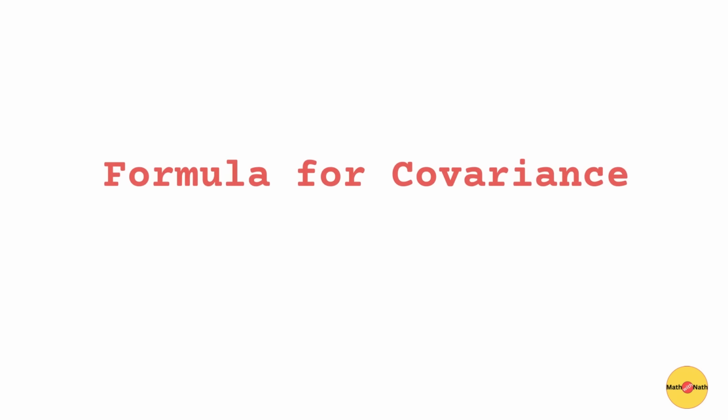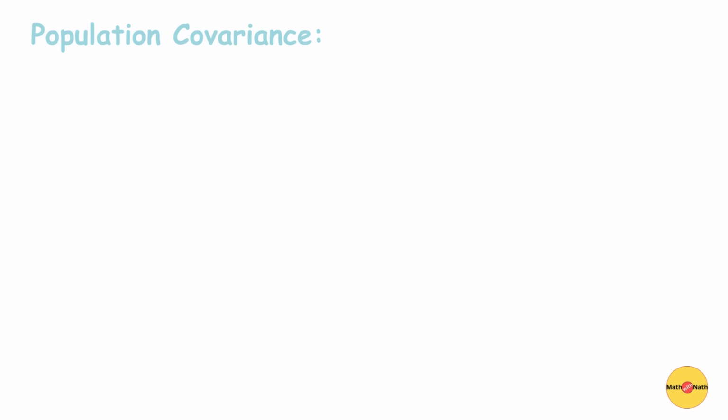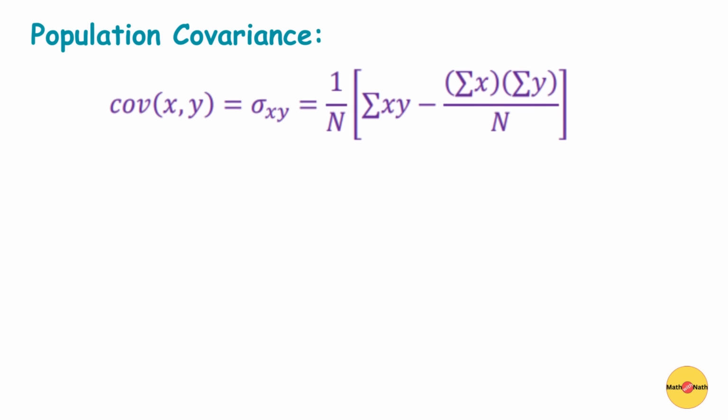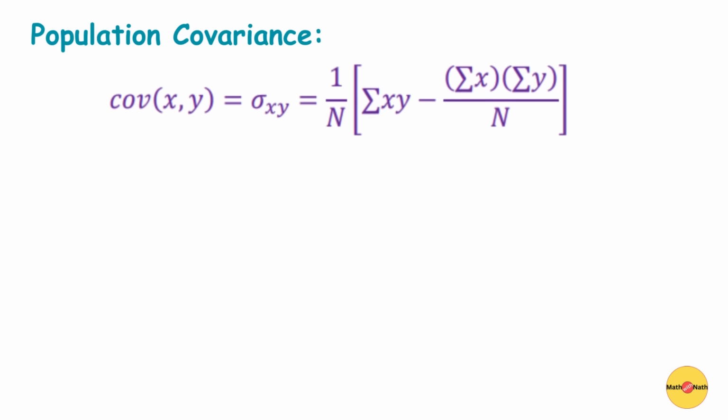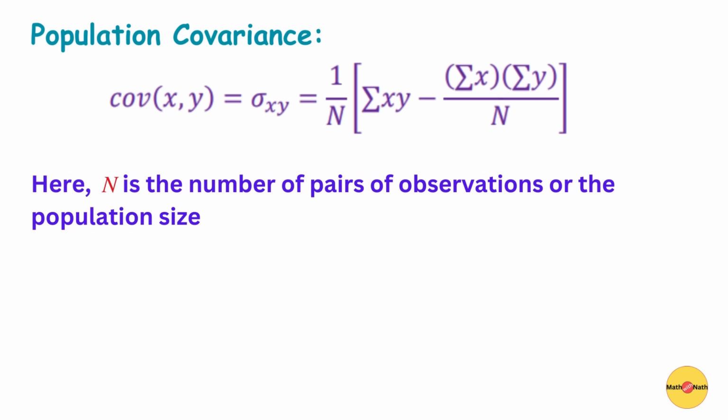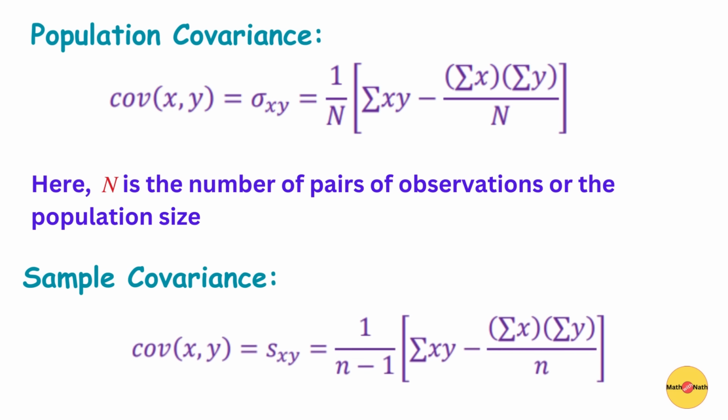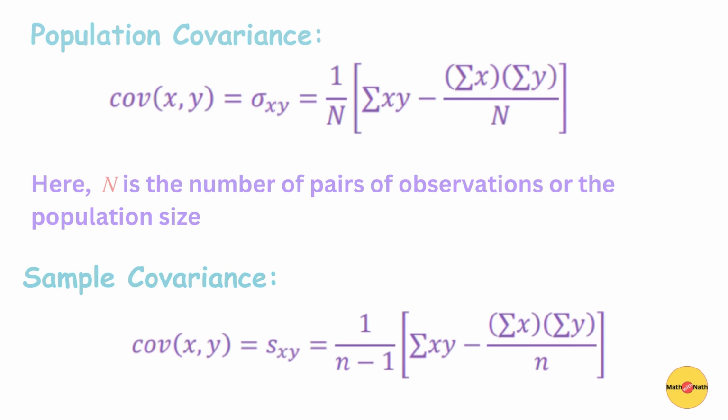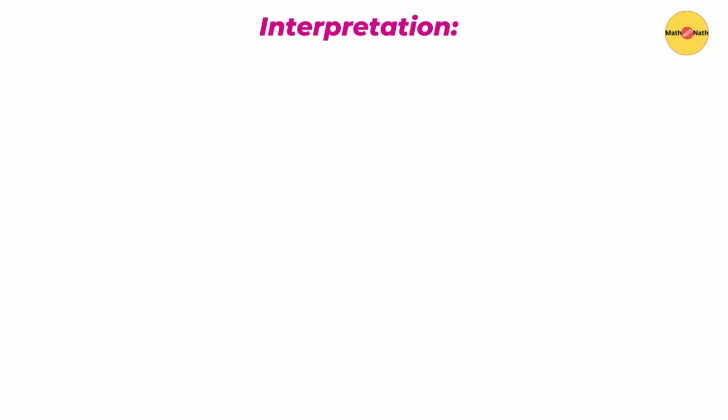Let's discuss the formula for calculating covariance. We start with population covariance. Here, n is the number of pairs of observations or the population size. Moving on, we have sample covariance. Now let's delve into the interpretation of these calculations.